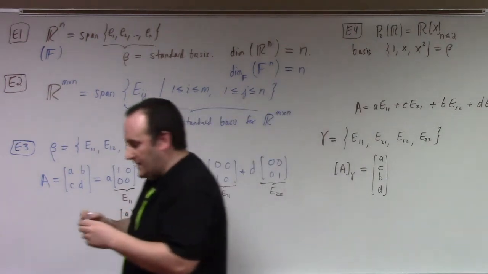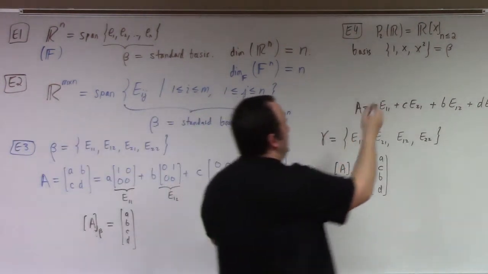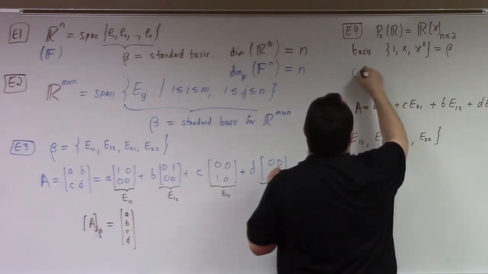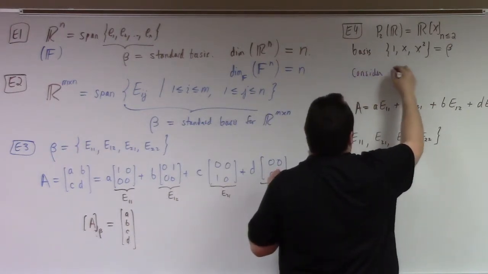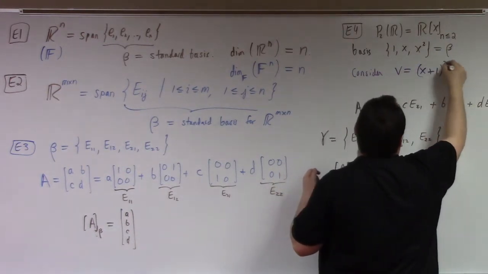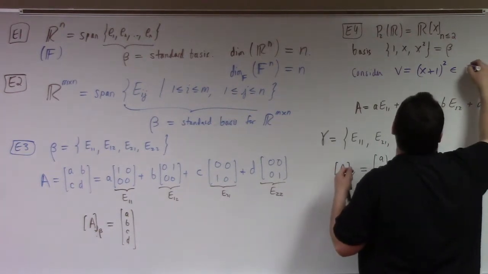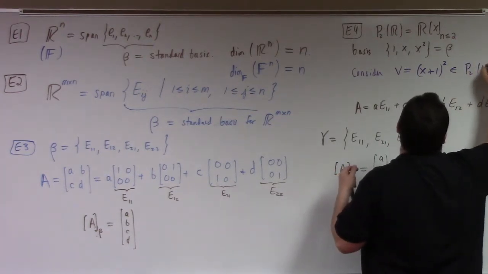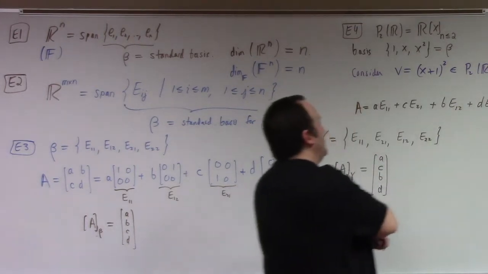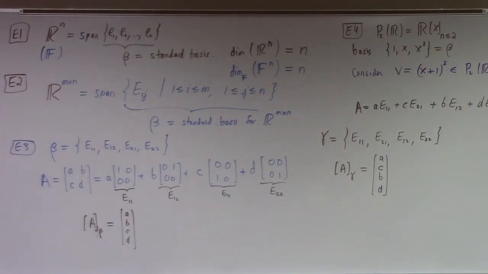So what if I wanted to find the coordinates of some vector? What's an interesting vector? How about consider the vector v equal to (x plus 1) quantity squared, right? That's in P2. It's a quadratic polynomial. What's its coordinate vector? How would you figure that one out?